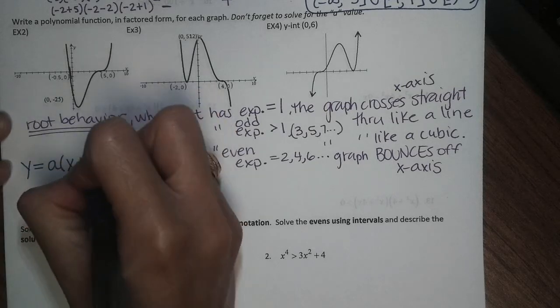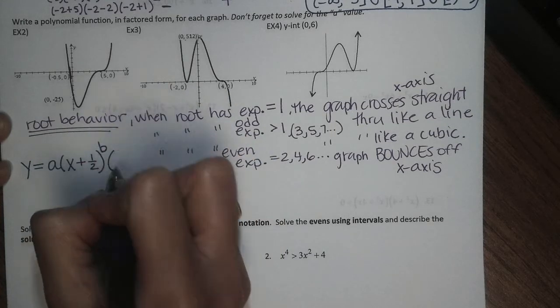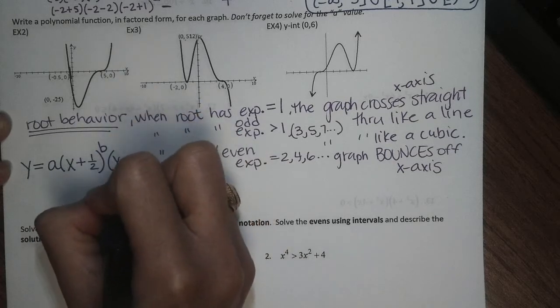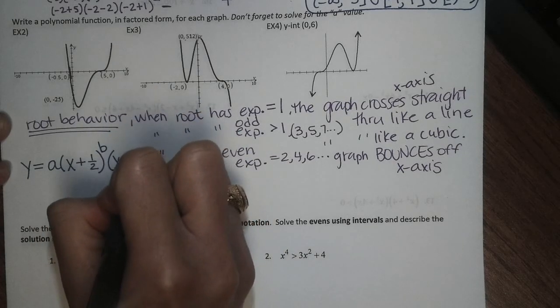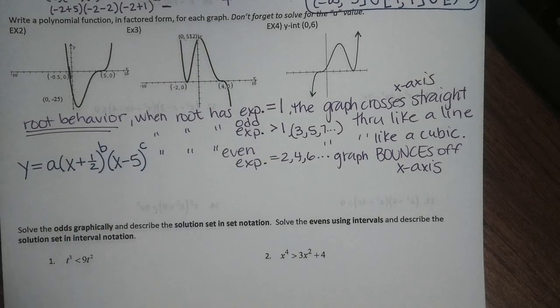And then it's going to be raised to some power b, you're going to have to find that, times the next root is a positive 5, so the factor is x minus 5. And then it's going to be raised to some power c. Okay, so that's exactly how you'll see it on your progressive test. And now I'm going to ask you, what are the values of a, b, and c?